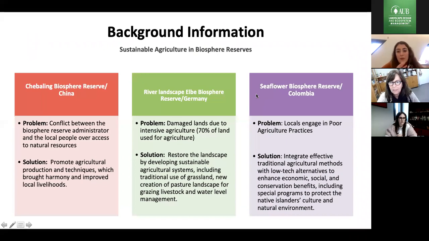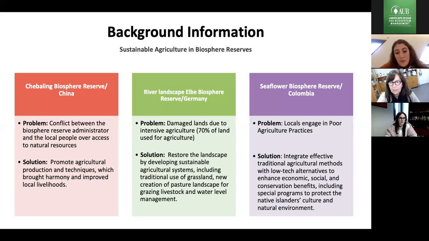So I took three different case studies from three different countries to check how there was sustainable agriculture in biosphere reserves. If we look at China, we can see that there were several conflicts between the administration of the biosphere reserve and locals over access to natural resources. And for managers, the solution was to promote agriculture production and techniques, which improved the local livelihoods.